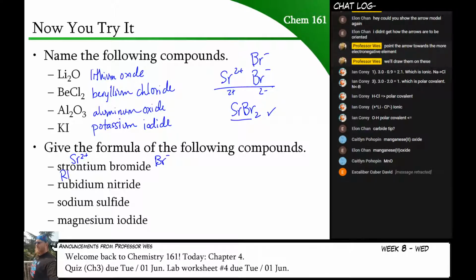For rubidium nitride, here's rubidium. Here's nitride. How do we get these ions? Remember, we want to write out the configuration of the element and then make it match a noble gas. We want it to have a full s and p subshell.